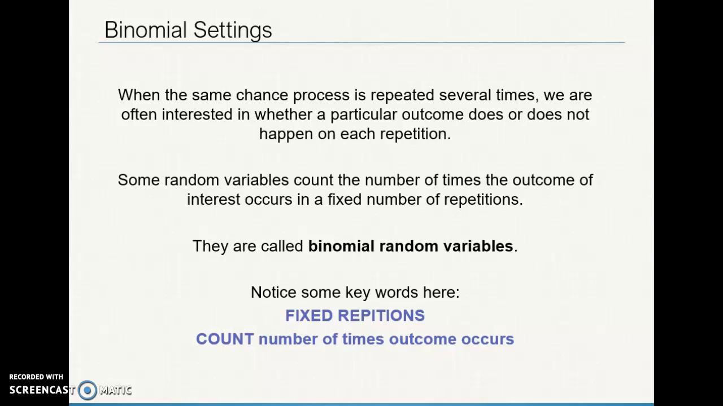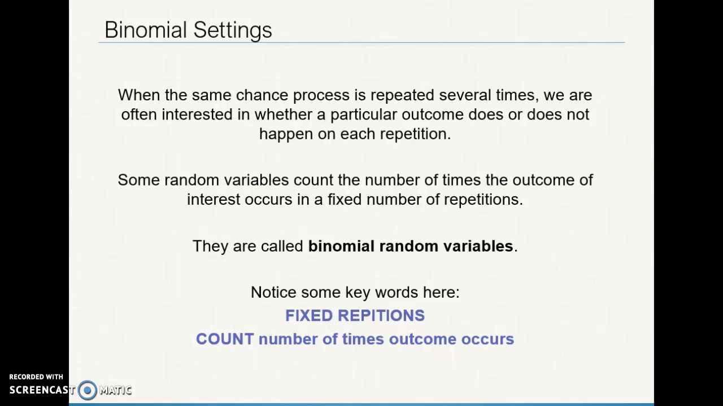Some random variables count the number of times the outcome of interest occurs in a fixed number of repetitions. If we're talking about the basketball situation, rather than saying I'm going to stand there and shoot until I actually get it in the hoop, we're going to say we are going to shoot the basketball 10 times. That's a fixed number of repetitions. And how many times am I going to get it into the hoop? So each time I shoot, it's either a yes or a no. That is called a binomial random variable.